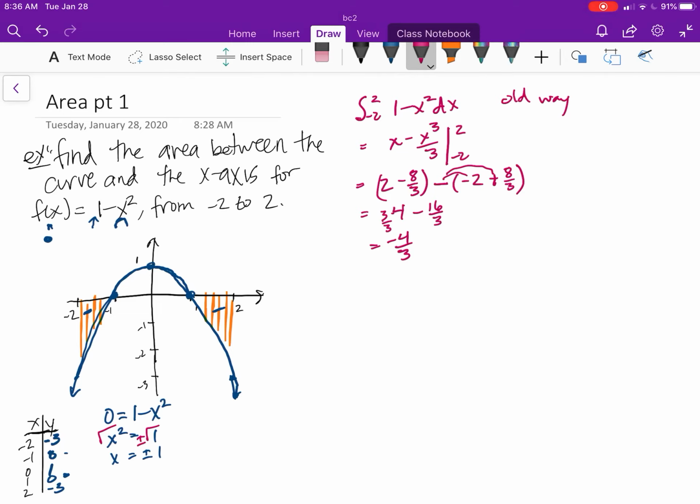So again, the old way, this is because all functions were always greater than or equal to 0. And if not, we restricted the bounds to make sure that they were.